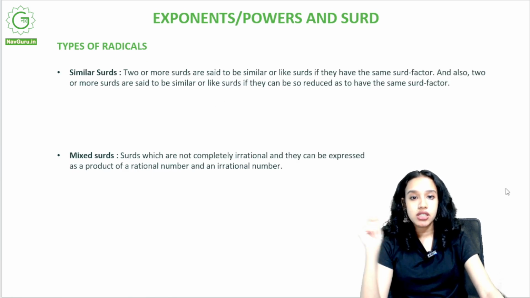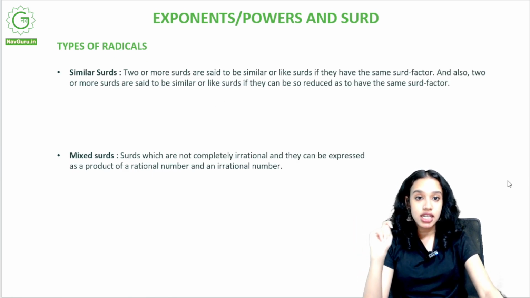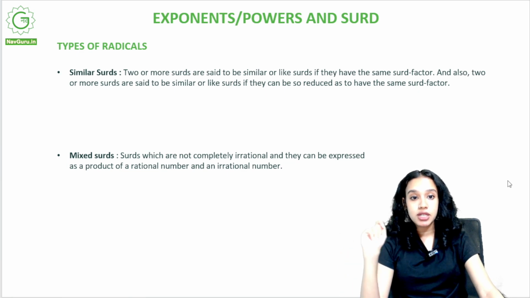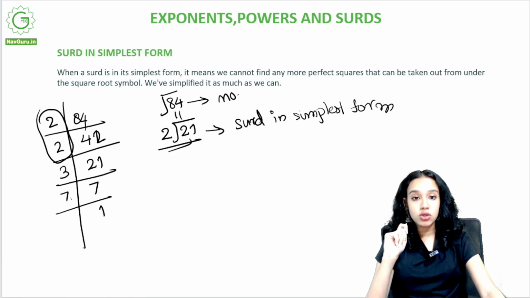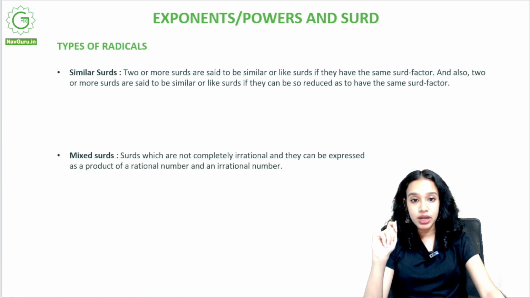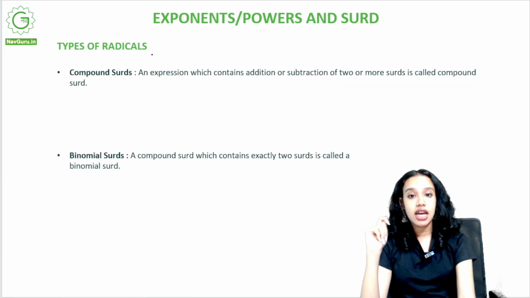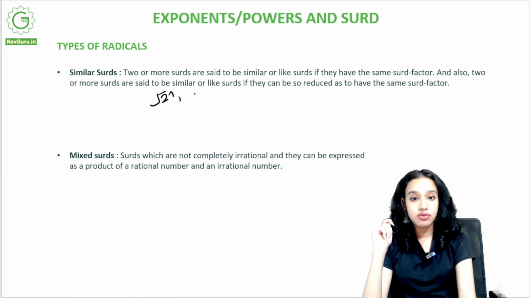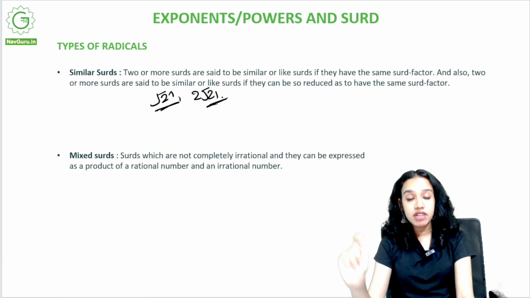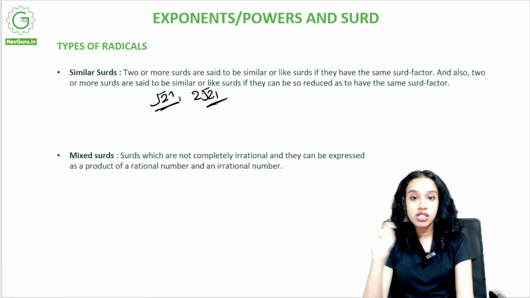Now we have similar surds. Two or more surds are said to be similar or like surds if they have the same surd factor. And also two or more surds are said to be similar or like surds if they can be so reduced as to have the same surd factor. Here we reduced root of 84 to 2 root 21, right? Now let's say that I have root of 21 and I have 2 root 21. Now the surds in these are both equal. These kinds of surds are called similar surds.